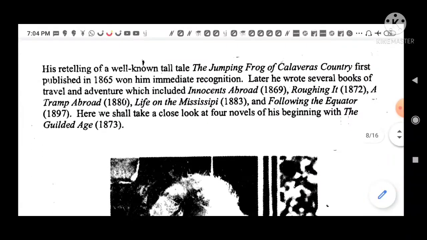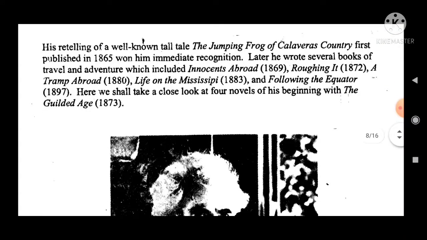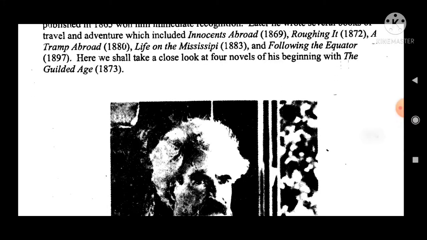Then later he wrote several books of travel and adventure, which included Innocents Abroad 1869, Roughing It 1872, A Tramp Abroad 1880, Life on the Mississippi 1883, and Following the Equator 1897. Here we shall take a close look at 4 novels of his, beginning with The Gilded Age 1873.